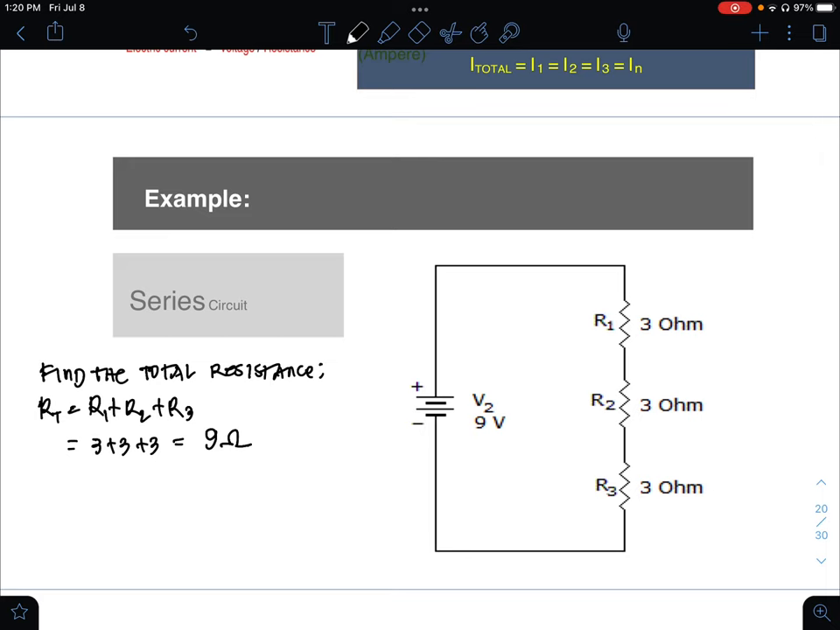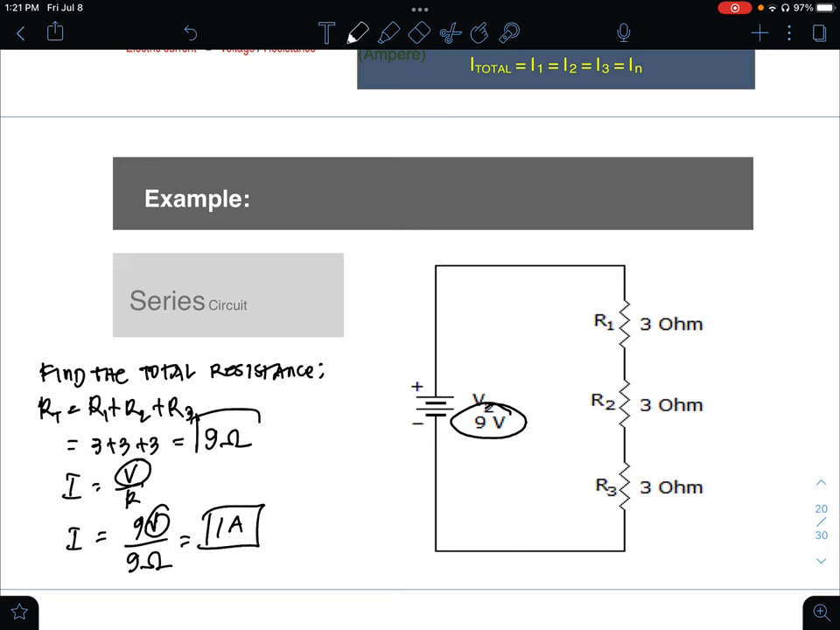Now we have the voltage. Again, I is equal to V over R, where our V is 9 volts. So 9 volts divided by 9 ohms is equivalent to 1 ampere. The total resistance is 9 ohms and the electric current is 1 amp. Therefore, the current flowing in this circuit is 1 amp.